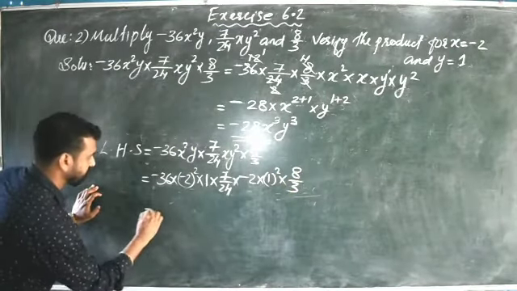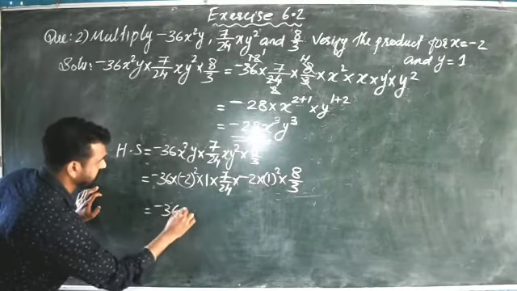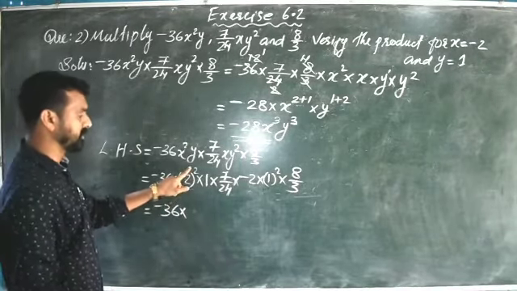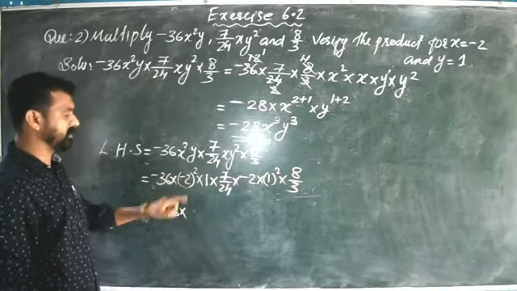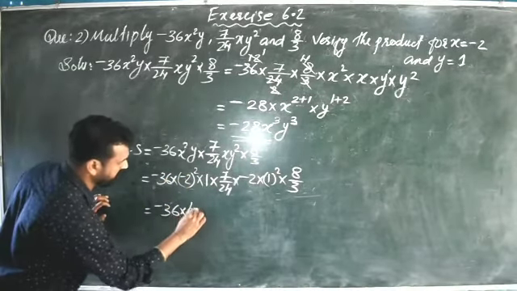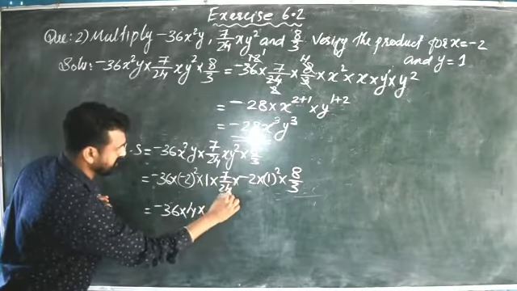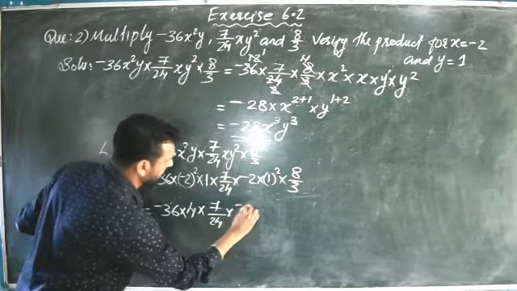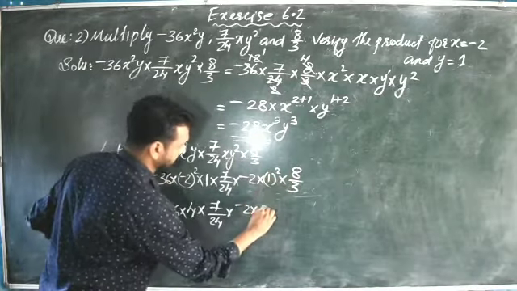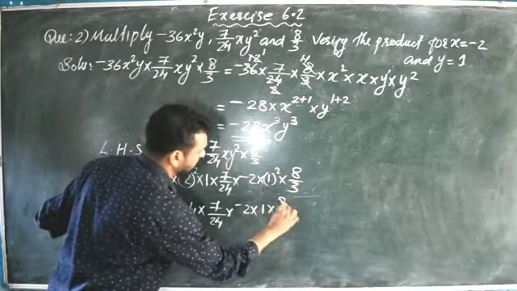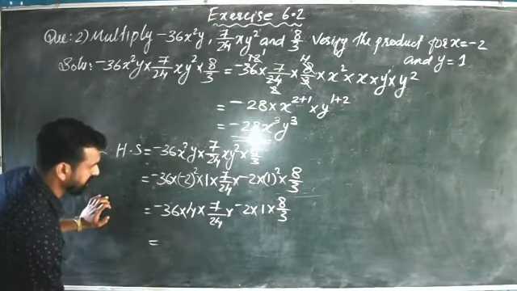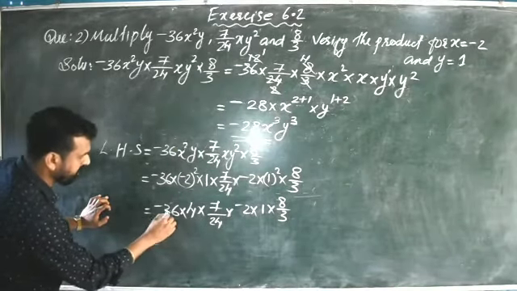That is equal to minus 36 into minus 2 square. Minus 2 is multiplied 2 times. Minus 2 into minus 2. Minus into minus plus, 2 2s are 4 into 1 into 7 by 24. 7 divided by 24 into minus 2 into 1 square, that is 1 into 8 divided by 3. That is equal to, now here we can cancel this one.